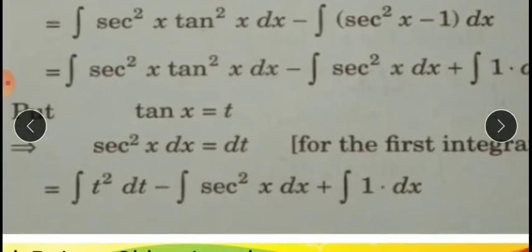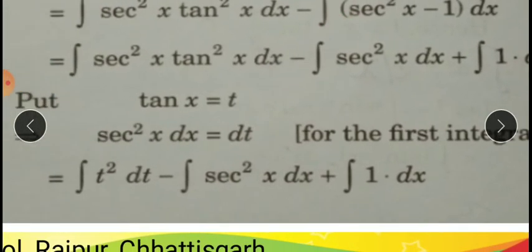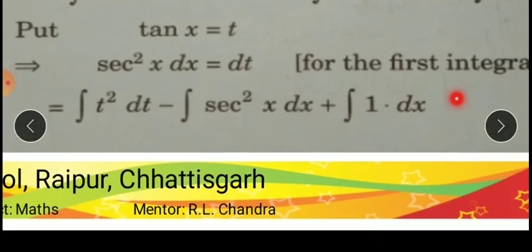Use here tan x is equal to t. d/dx of tan x is sec square x, so sec square x dx is equal to dt. This is for the integration of the first term. Here tan x is t, means tan square x is t square, and sec square x dx is dt, means we can write integration t square dt minus integration sec square x plus integration 1 dx.